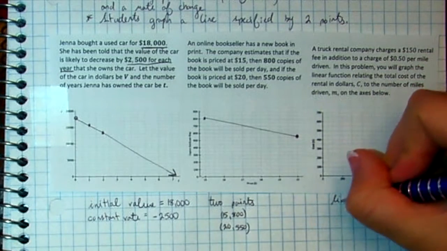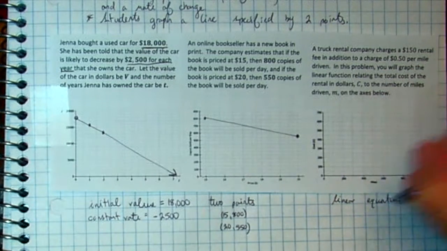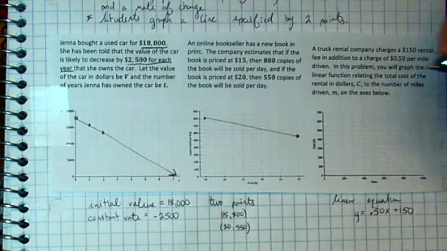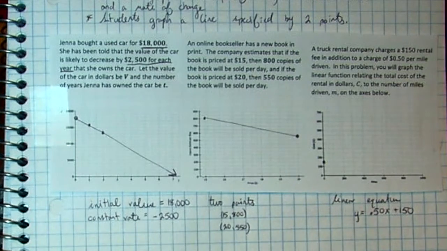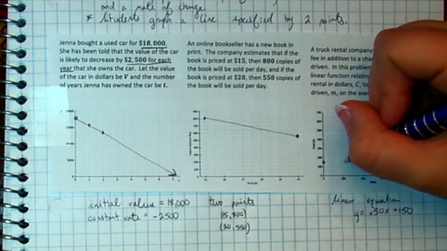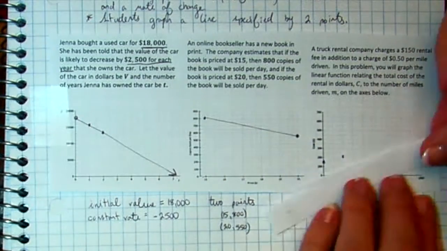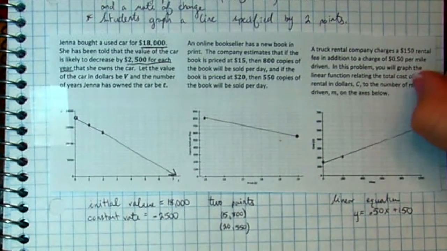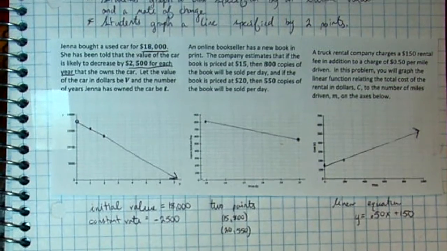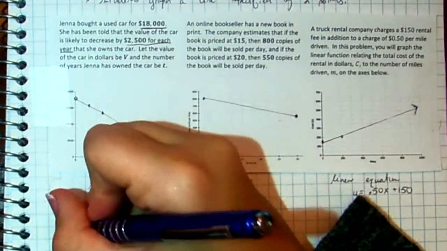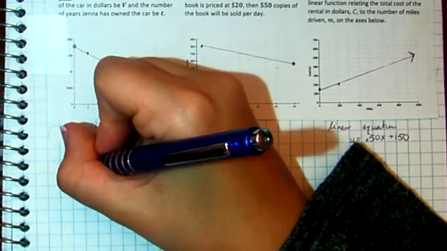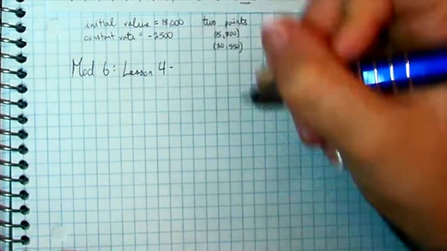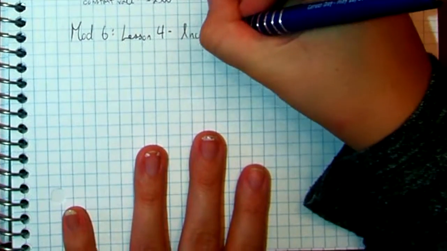My third scenario is about a truck rental company. They charge $150 to rent the truck in addition to 50 cents per mile driven. So again, that's an initial value as well as a constant rate. So plotting the initial point and then measuring my slope will allow me to graph that line. In any of these scenarios, you should be able to come up with a linear function and graph that function without any difficulty.